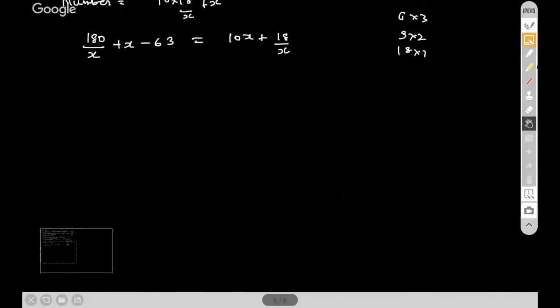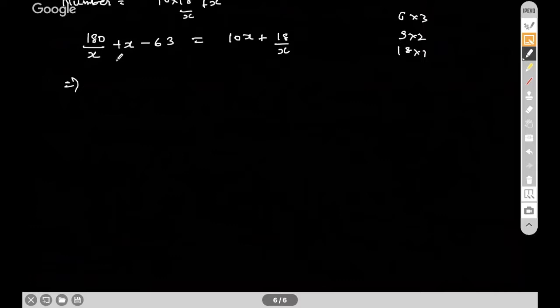It is a better practice to check once again whether the formulation of the equation is correct or not. So if you see, this is 10x. So 10 times the digit at the tens place plus the units place digit minus 63 is equal to the reversal of digits. Okay, looks good. So let us now solve it by collating all the x terms together. So if you see, this is nothing but 180 by x. And so let's take everything on the right hand side.